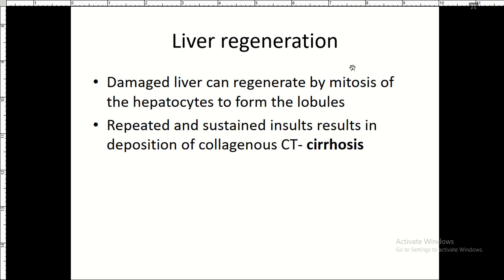And portal hypertension, remember, leads to what? Esophageal varices, if you remember, right? That's where it starts. So when you see esophageal varices, you also have to predict portal hypertension. And portal hypertension may be caused by liver cirrhosis, which is the increased deposition of collagen by those stellate cells in the space of Disse.